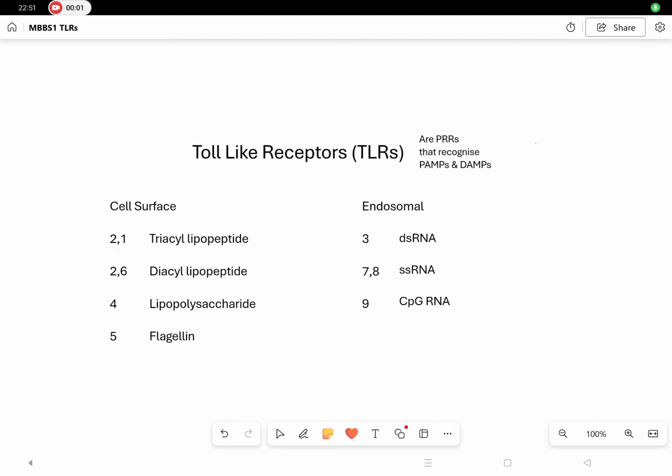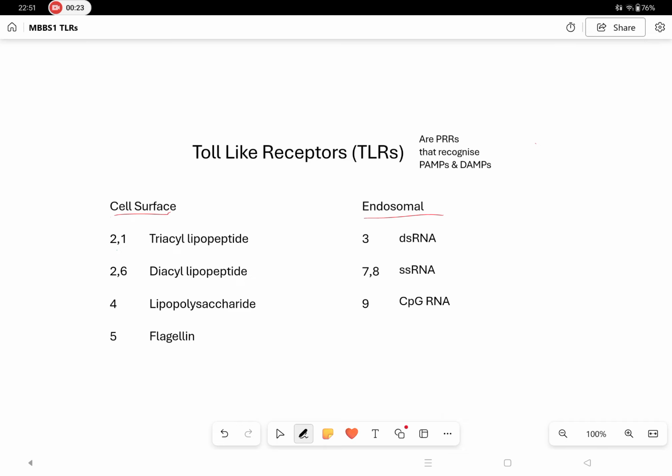Okay, ladies and gents, Toll Like Receptors. Quite an overwhelming topic, so I'm going to try and keep this as easy and simple as possible, and show how we can remember which Toll Like receptors are on the cell surface and which of those are on the nuclear envelope in this particular situation.